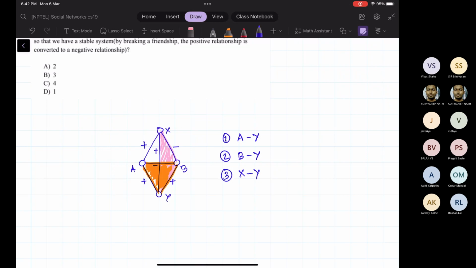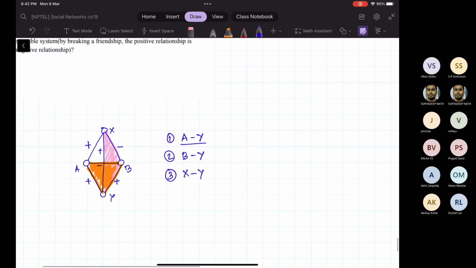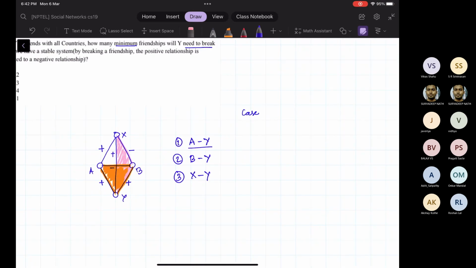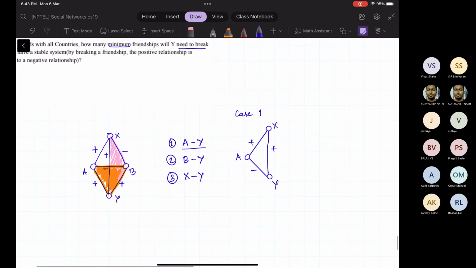So if AY is broken, case one, then this network, X, A, Y, this one is plus, plus, plus. But now this AY has become minus, and it is unstable because there are two plus and one minus. So lots of pressure on X. So either AX or XY will have to change. But right now we are considering only Y as the one who is breaking friendship. So A and X is unaffected.